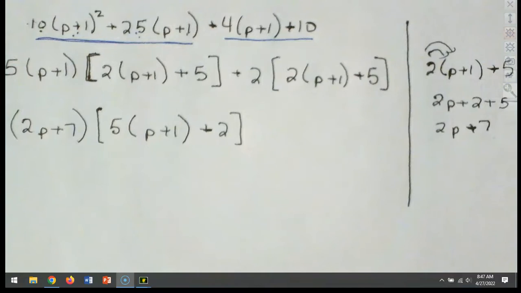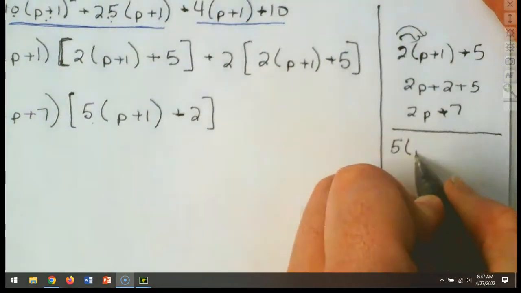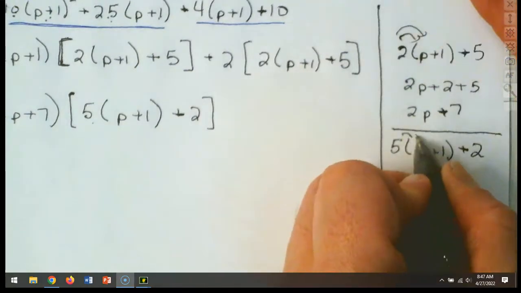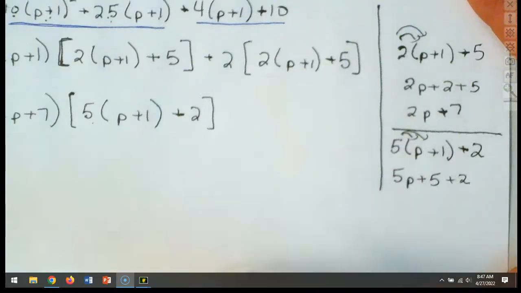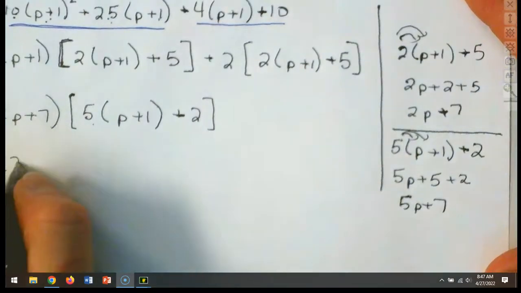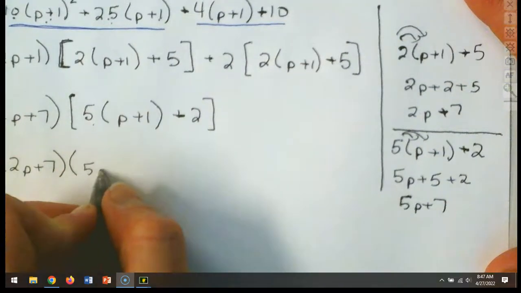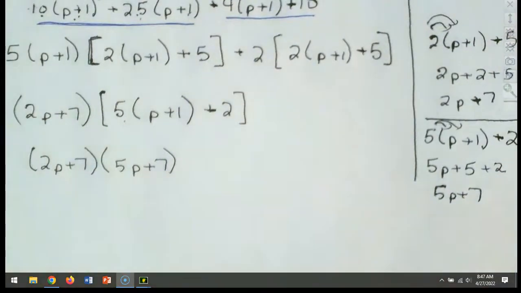Okay, and almost finished. We can do one more step here. What do we need to do? We need to clean this up. How do we clean that up? We distribute and combine. So we'll distribute that 5 through, and that's going to be a 5p plus 5 plus 2, which is then a 5p plus 7. And that broke down into the 5p plus 7. And that's going to be your final finished answer on that one.